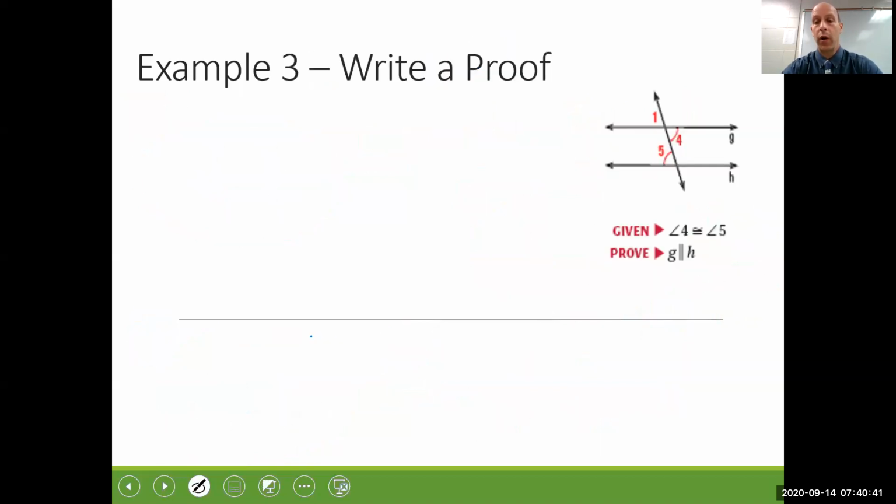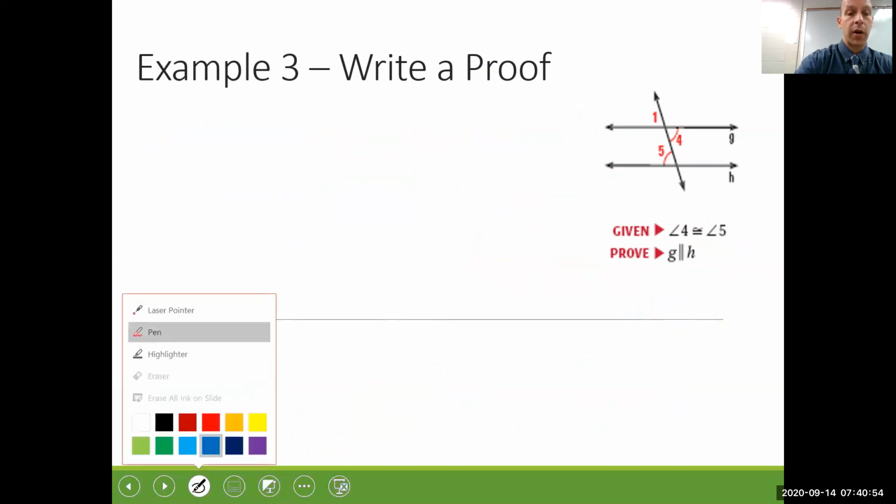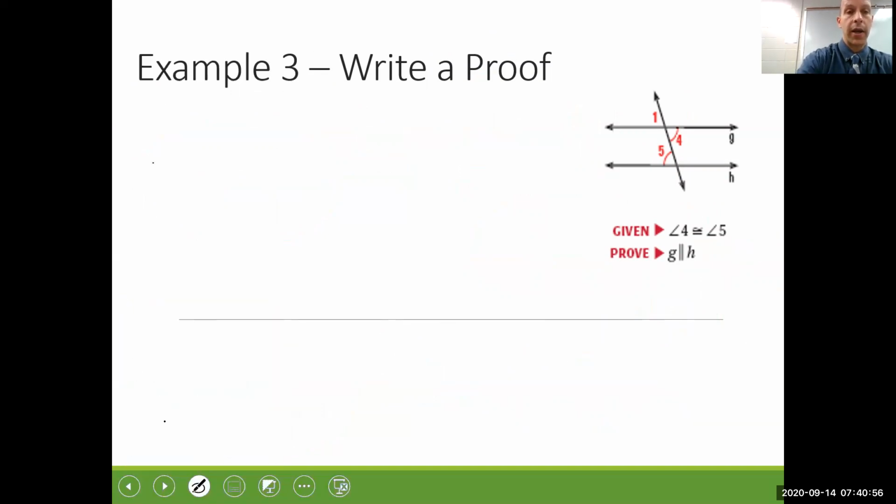Okay, let's do a 2-column proof here. It says, given that angle 4 and 5 are congruent, prove, which is what we're trying to do in this section, that line G is parallel to H. So remember, we're going to do a 2-column proof. I'm going to do this one all the way by hand. So I'm going to make my table here, and on the left side, I'm going to put statements.